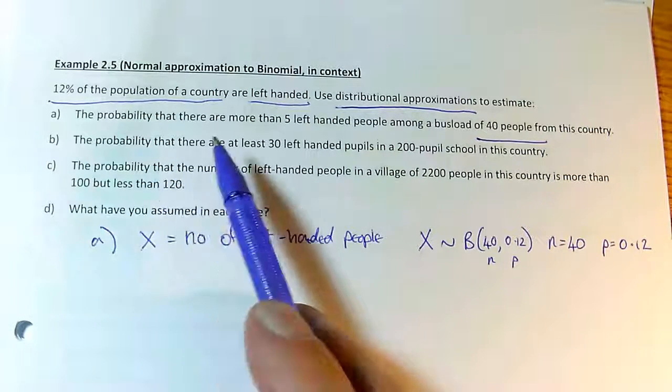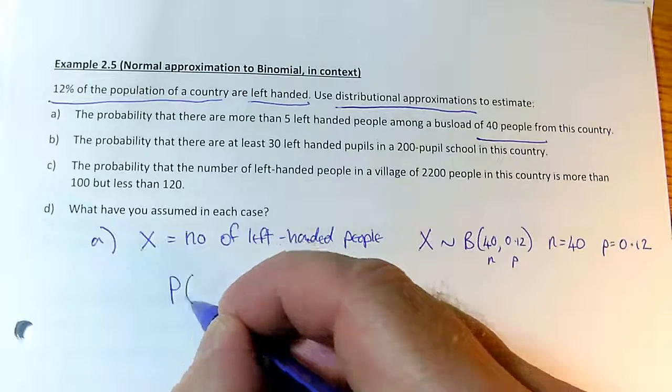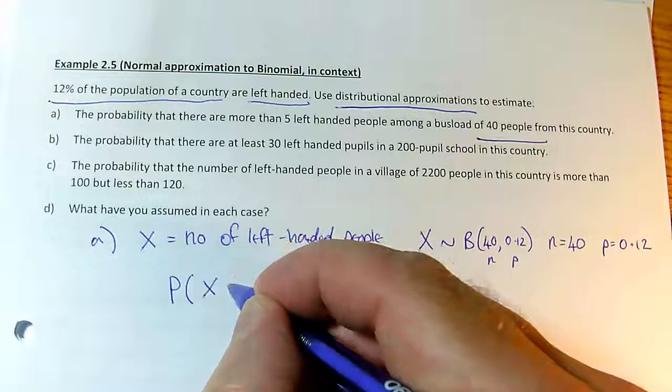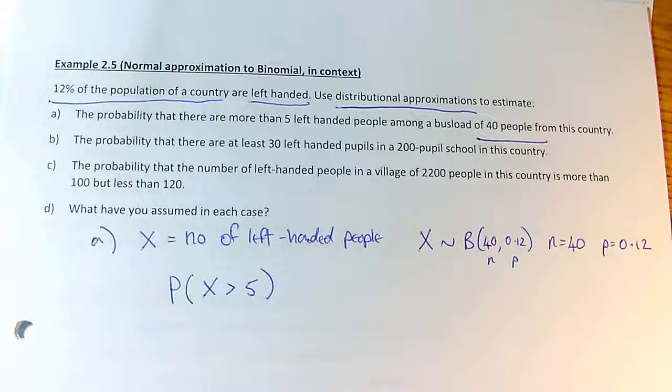Okay, so I've now got to find the probability that x is, so there are more than 5 left-handed people. So that's a probability that x is greater than 5. Okay, now if I wanted the exact probability, I could do this using my calculator with a binomial, but I'm going to use an approximation.